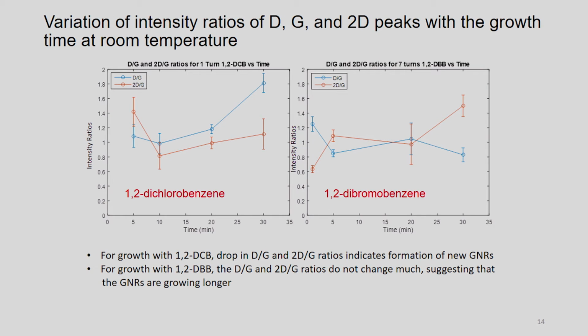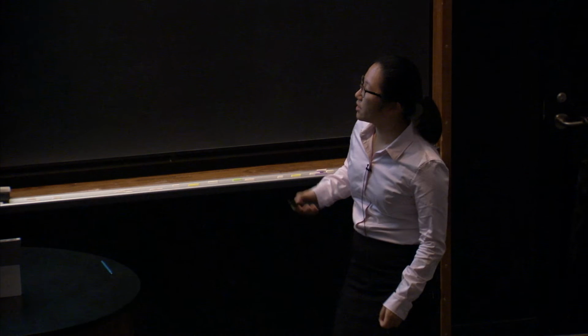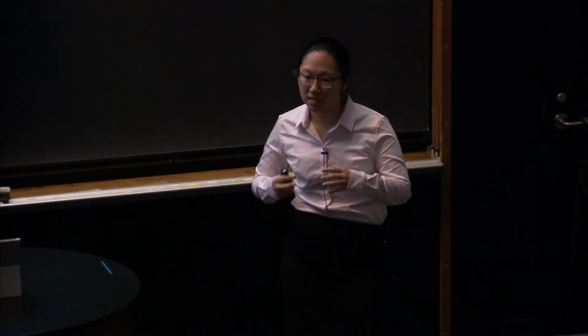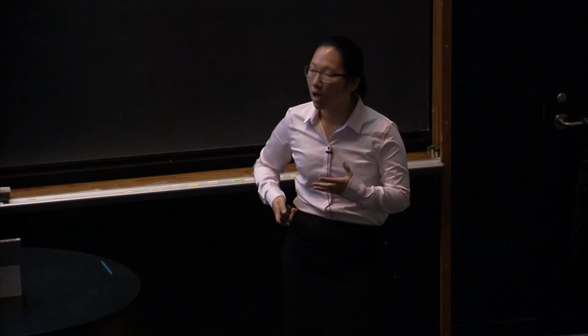This set of graphs compares the growth of graphene nanoribbons with 1,2-dichlorobenzene and 1,2-dibromobenzene versus time. So for the growth with 1,2-dichlorobenzene, we see between 5 and 10 minutes that there is a drop in the 2D to G ratio and the D to G ratio. This would suggest that new graphene nanoribbons are being synthesized very rapidly as the layers are becoming thicker.